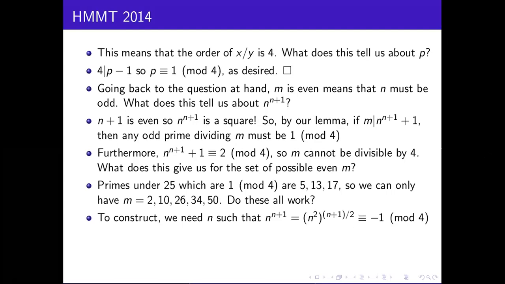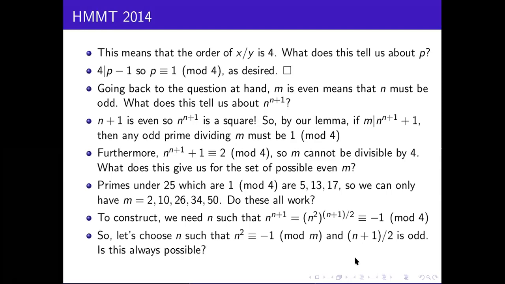So in order to construct it, we need n to the n plus 1 to be equivalent to -1 mod p. Let's just say mod p, not mod 4. So n to the n plus 1 is n squared to the n plus 1 over 2. So we can just choose n such that n squared is equivalent to -1 mod m, and n plus 1 over 2 is odd. So the question is, is this always possible?